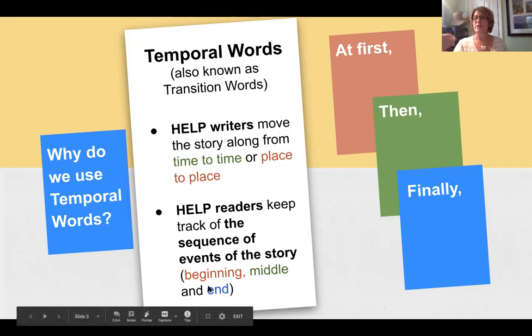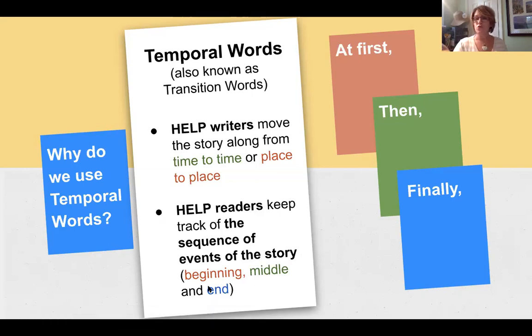It helps readers keep track of the sequence of events of the story. It helps the readers keep track because people are going to read your writing. And we want to make sure that we use temporal words so that they know what the beginning of your story is, what the middle is, and what the end is.